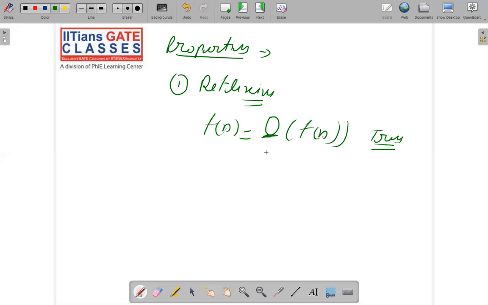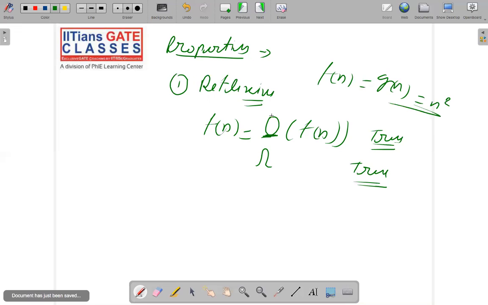So what is the case for omega? It will be true. We have seen the previous example, right? Where both Fn and Gn were n square, and it holds for big O and omega. So the reflexive property satisfies big O, omega, and theta also, because theta means that both functions are equivalent. In case of theta, big O will satisfy and omega will satisfy, then only it is theta. So it's true for theta also.